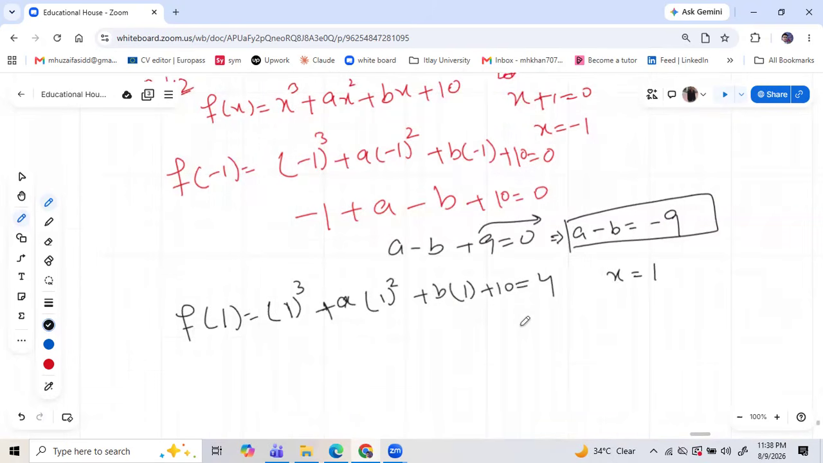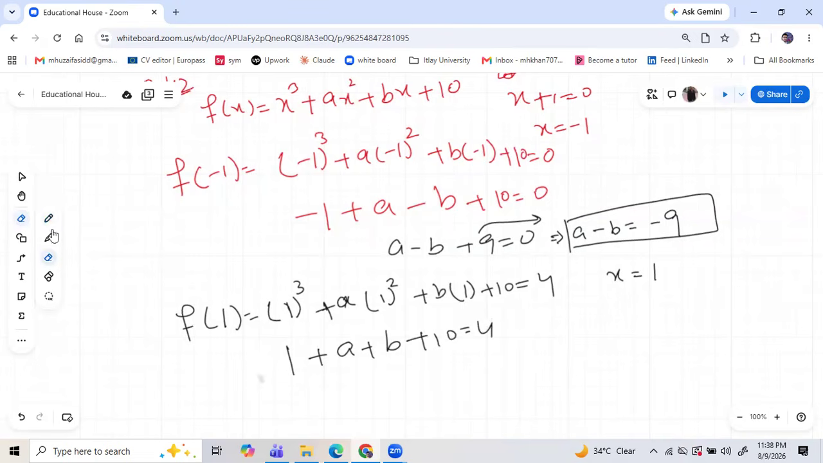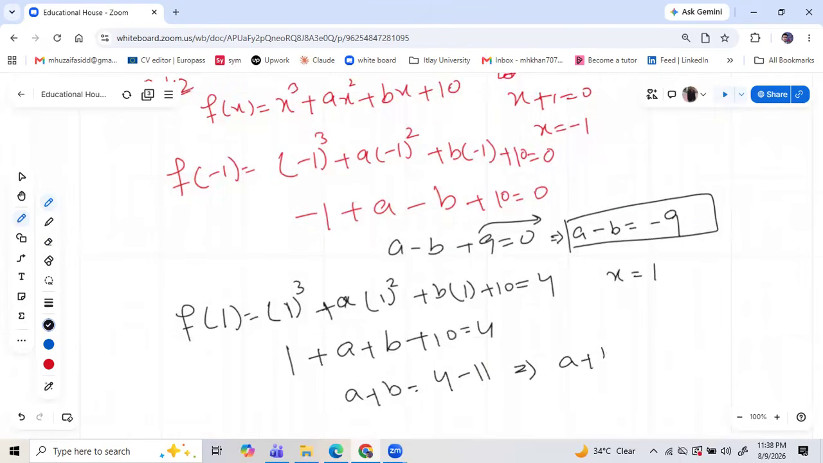Okay, now we are checking: this is 1, this is your a, this is your b, plus 10 is equal to 4. So look at it here, this is a plus b plus 11 is equal to 4. So a plus b is equal to 4 minus 11, so it gives us a plus b is equal to minus 7.